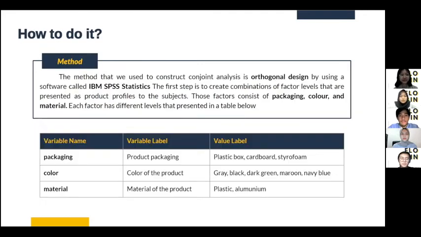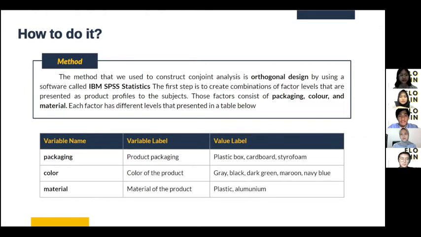The method that we use to construct conjoint analysis is orthogonal design by using software called IBM SPSS Statistics. The first step is to create combinations of factor labels that are presented as product profiles to the subjects. Those factors consist of packaging, color, and material. Each factor has different levels that are presented in the table below.